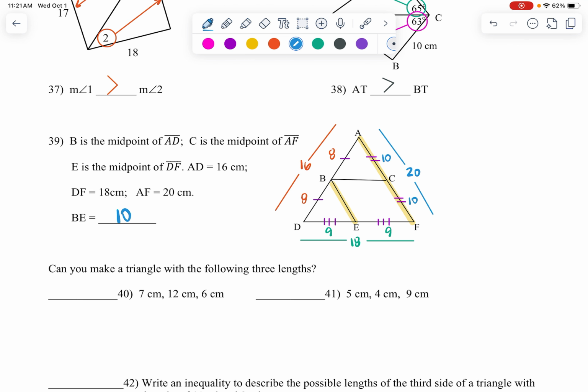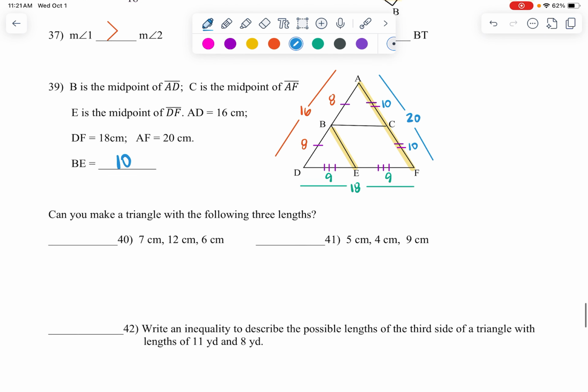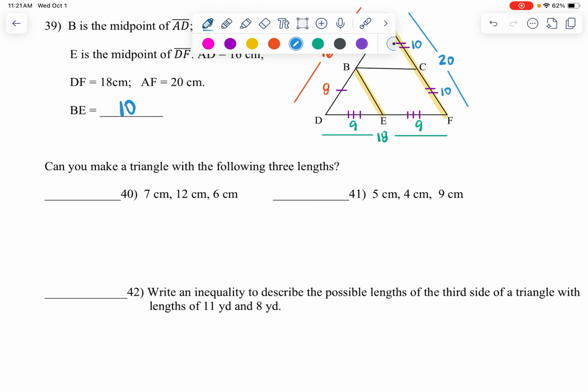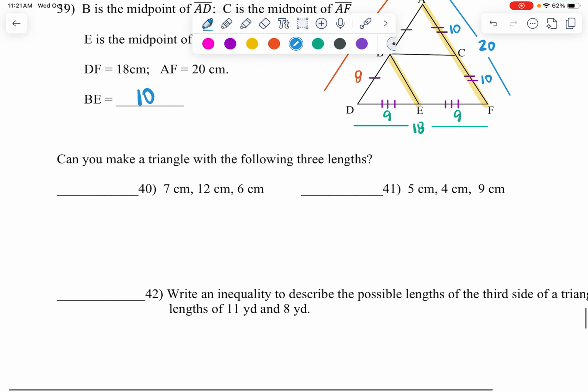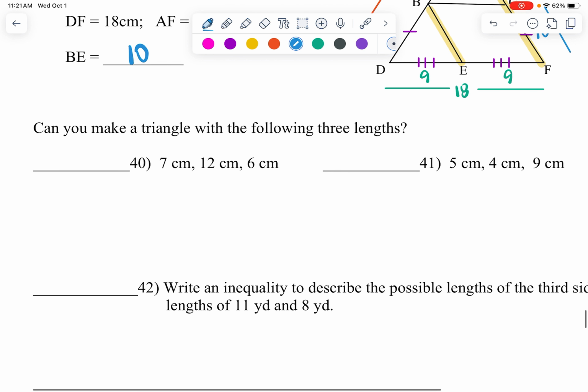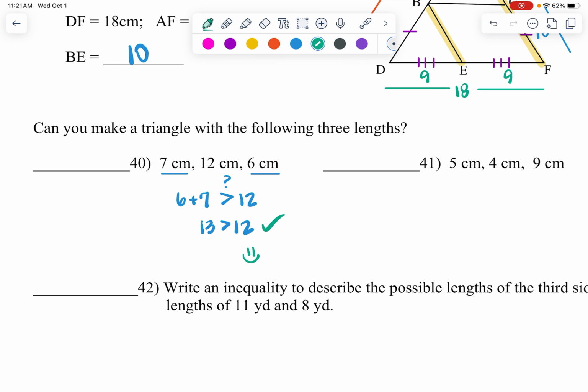The last one: can you make a triangle with the following 3 lengths? This is our triangle inequality theorem, which says that if you add the smallest two sides, their sum has to be greater than the third side. These would be my smaller two. So if I add 6 plus 7, is that greater than 12? Put a little question mark there. And yes, 13 is greater than 12. Check mark, smiley face. So this is a yes.